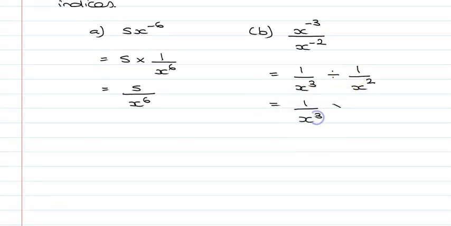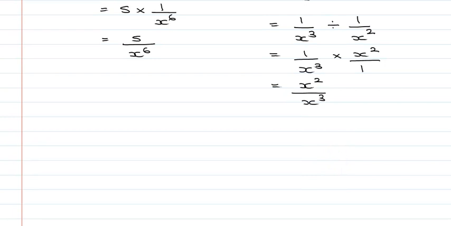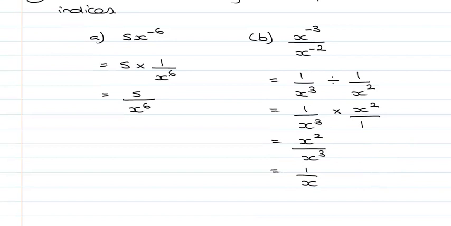So 1 over x cubed multiplied by x squared over 1 gives me x squared divided by x cubed. You'll also notice that if I do 2 take away 3, I'm left with 1 over x. Now let's have a look at if we'd use the second law of division. Negative 3 take away negative 2 is the same as going negative 3 plus 2, to give you negative 1. So that would leave us, if we were to use the second law, with x to the negative 1, which is exactly the same as our answer down here.